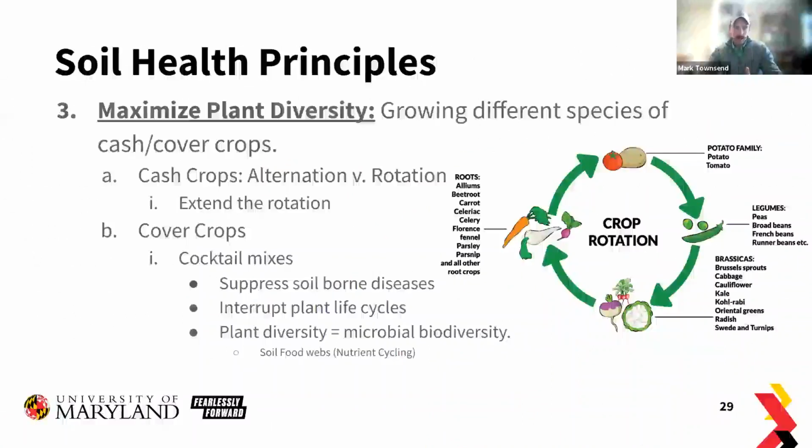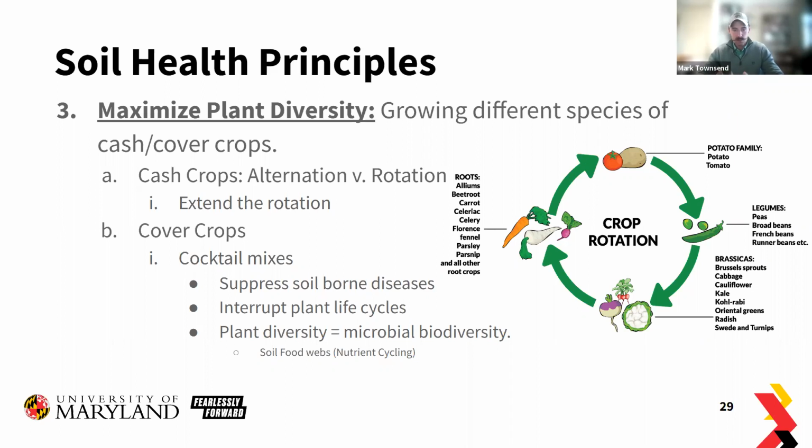The third is maximizing plant diversity. And we touched on this in terms of all the heterogeneity of soils, in terms of how complex they are in the food system, in the soil web. Growing different species of cash or cover crops really promotes that cycle. It gives a home for a lot of different soil microorganisms to live. It gives them more things to feed on, and therefore promotes more soil biology, right?